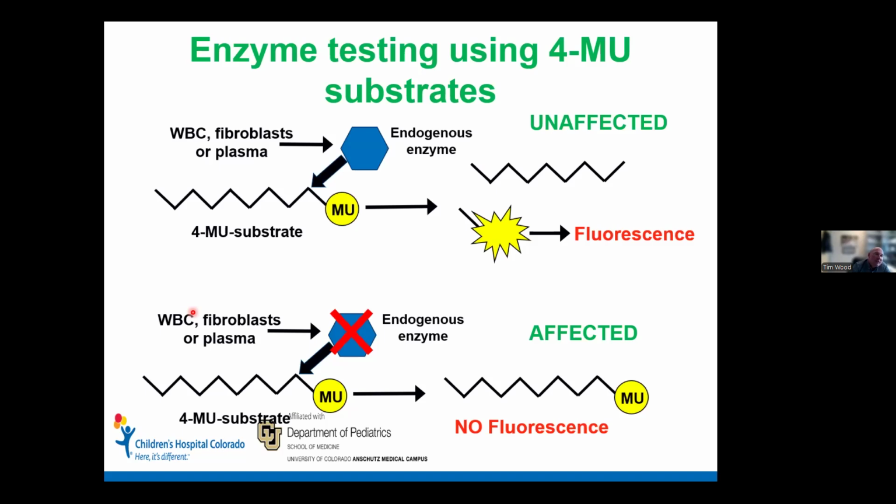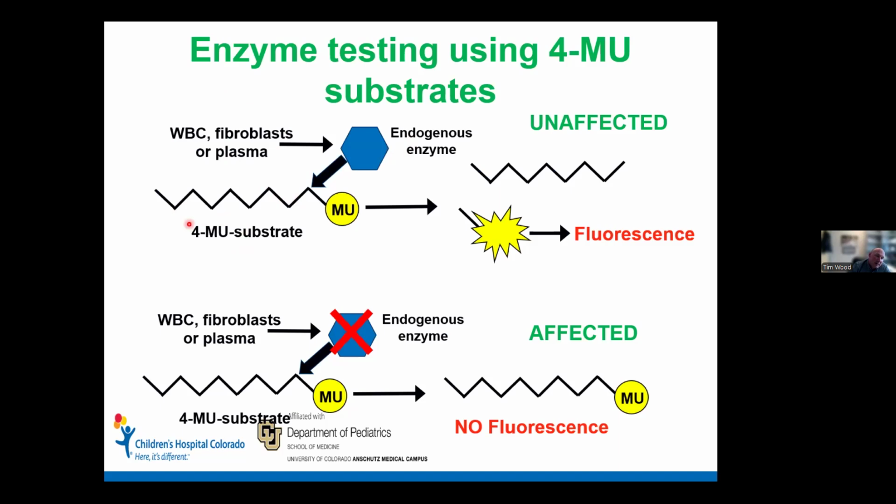So how do we do this? Well, typically we take the patient sample here, which provides the endogenous enzyme, and we mix it with some sort of substrate. From my experience, one of the most common artificial substrates to use has something called 4-MU, or 4-methylumbelliferone, on it.